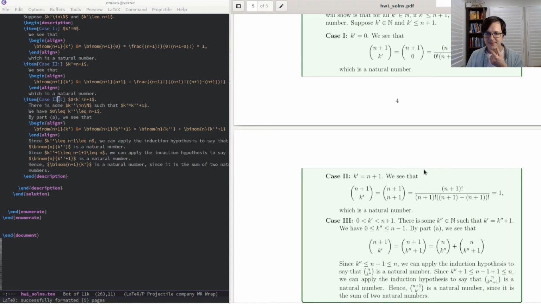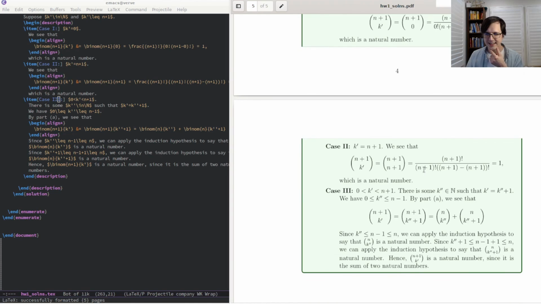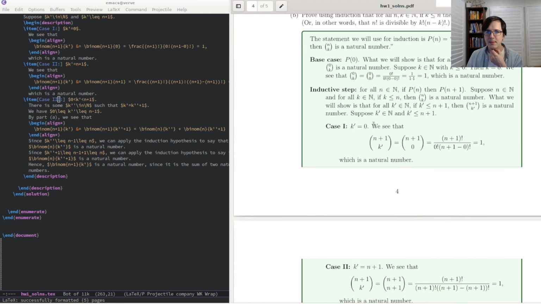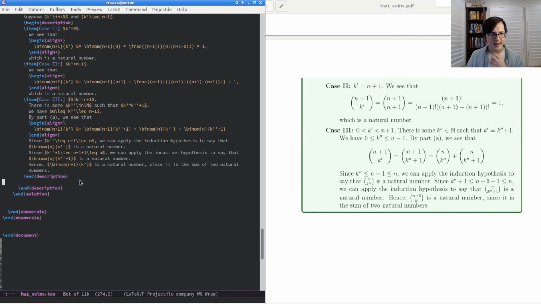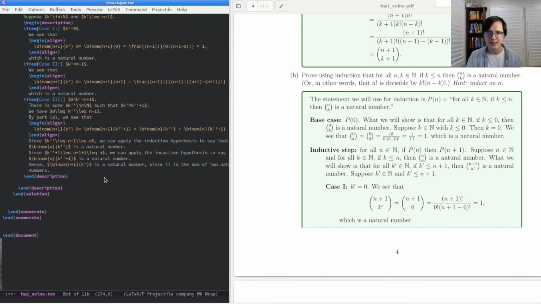Well, anyway, that was a little exciting. Let's complete this up now. So we proved the induction step, and so what we can say at the end is this completes the induction. And let's see, how did we start it up? That's the statement. Okay. We didn't say by induction blah blah blah. We were just saying the statement we will use.